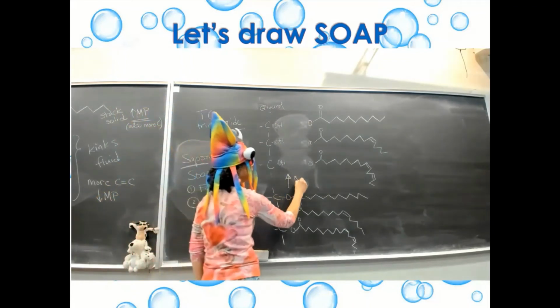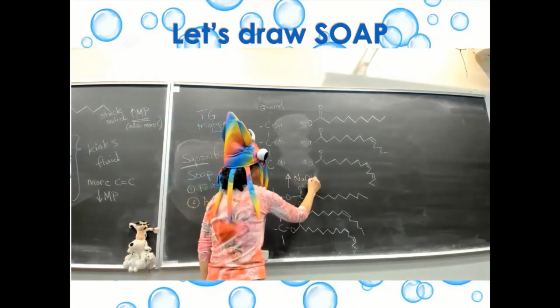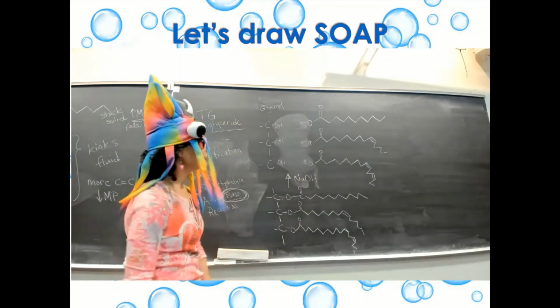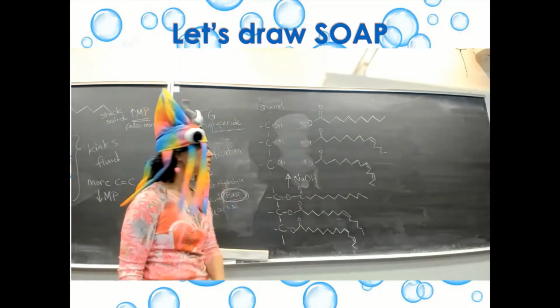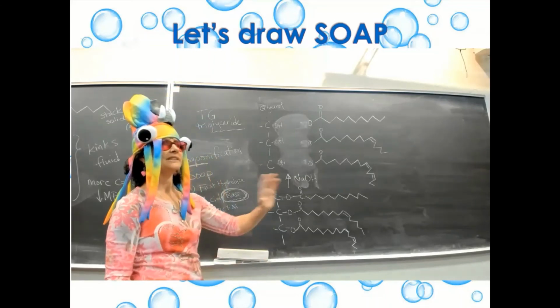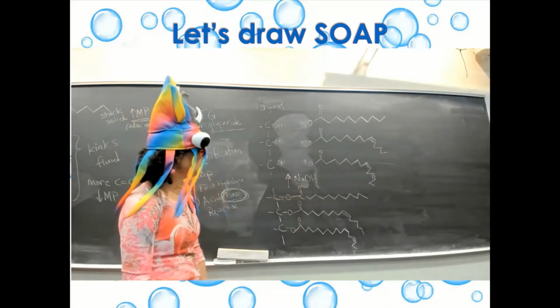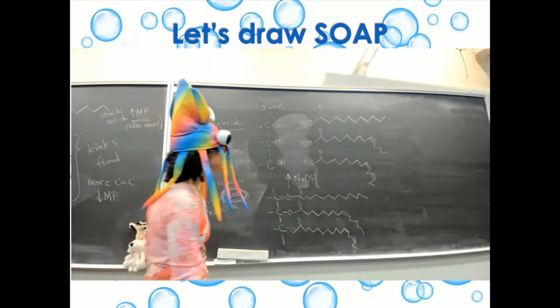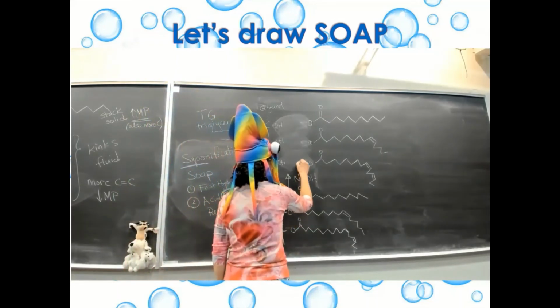is going to be NaOH. Sometimes it's KOH. You can go back through your homework and make it NaOH, but you can also use KOH. So when they used to use seaweed to make soap, it was KOH, and originally the pot ashes.